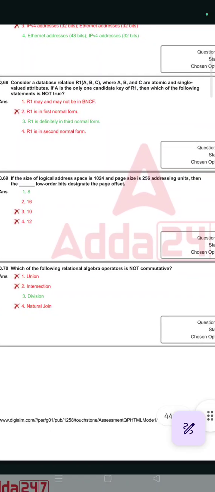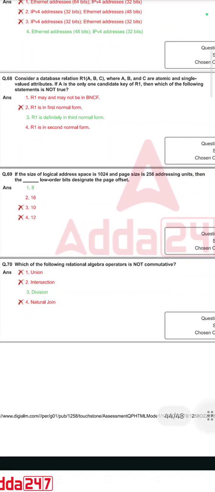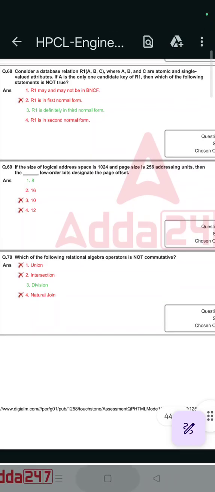If the size of a logical address space is 1024 and the page size is 256 addressing units, then the dash lower order bits designate the page offset. 8 lower order bits designate the page offset.